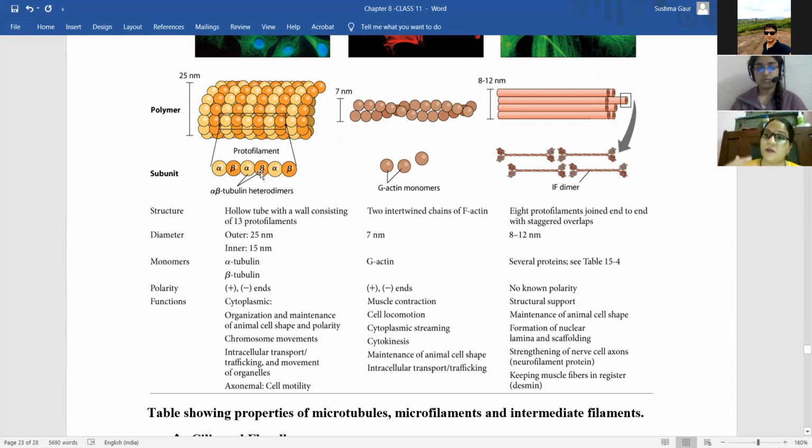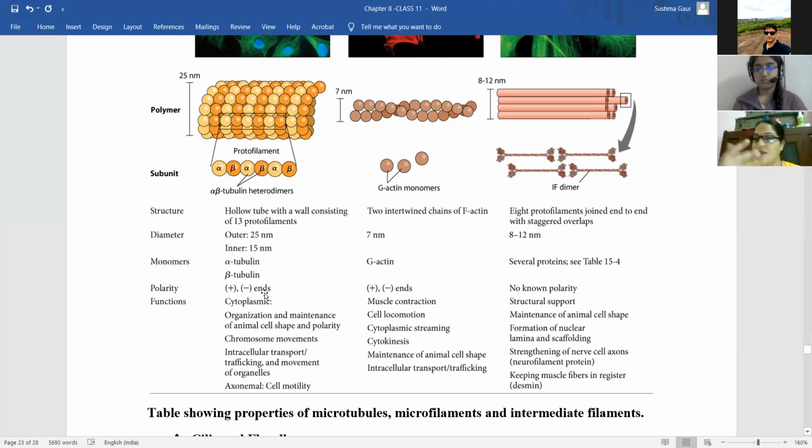So alpha and beta are repeated in the heterodimer, meaning there are repeated alpha-beta subunits. The monomer in the case of the microtubule is alpha tubulin and beta tubulin. In the case of the microfilament, the monomer is G actin. G actin is its monomer. It has polarity, that is, it has a plus end and a minus end.